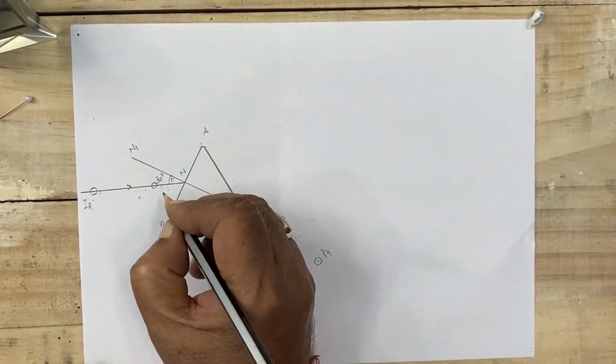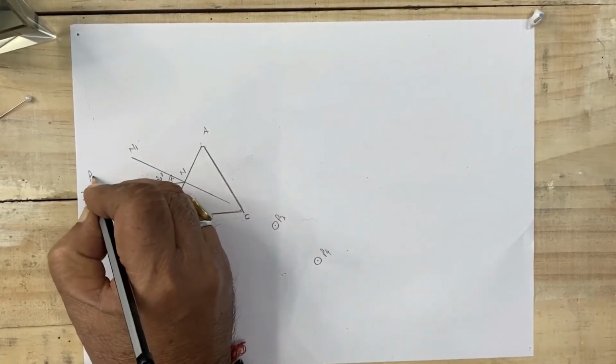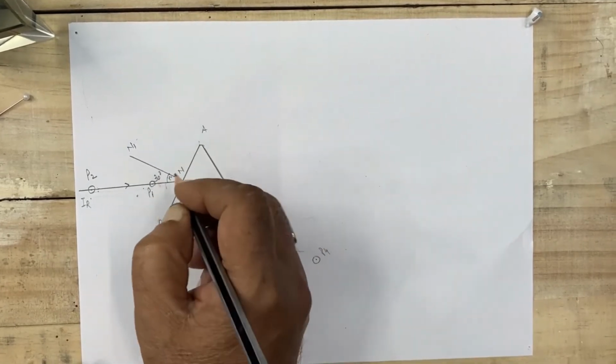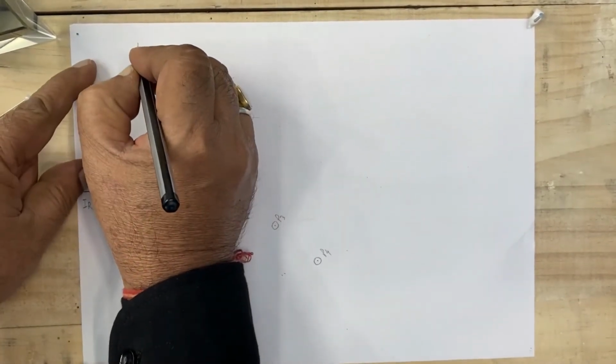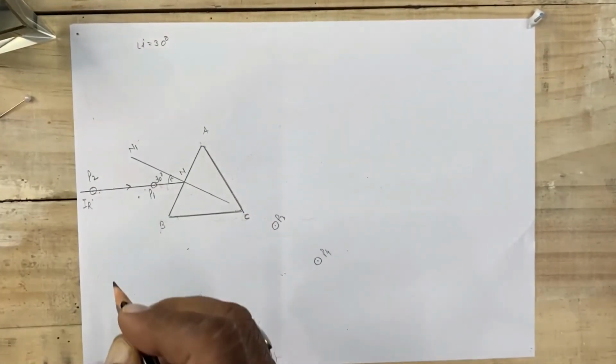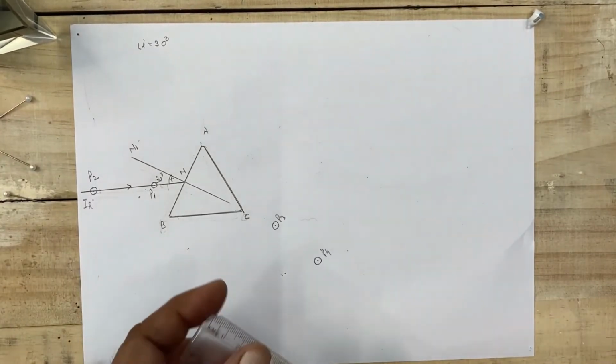So this is P1 and this is P2 and this is P3 and this is P4. And how much is angle I here? I am writing here: angle I is equal to 30 degrees. So now I am going to join P3 and P4. We join this.